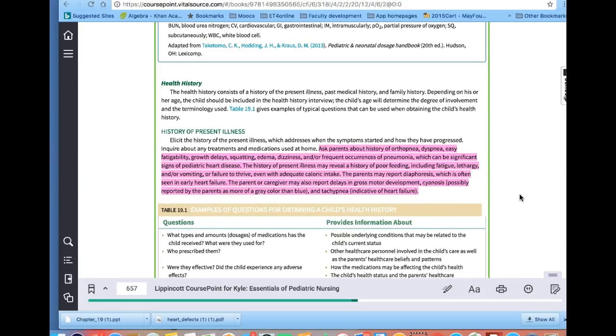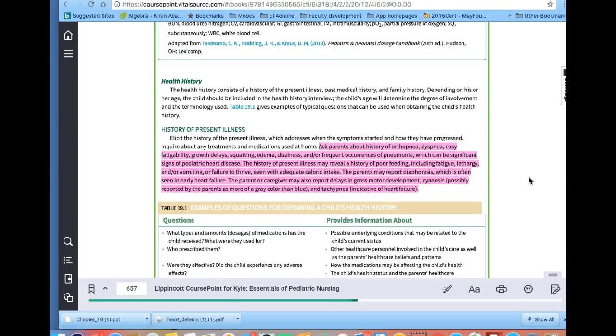Diaphoresis, if they sweat, if they get so tired they fall asleep when they're eating, then those can also all be red flags. And of course, any kind of cyanosis, tachypnea. We had a little one come in one time that was breathing about 85 times a minute, and he ended up having an AV canal defect. So that respiratory rate, very important that you get a good one.